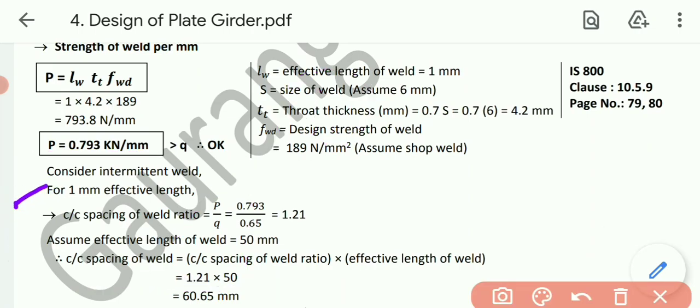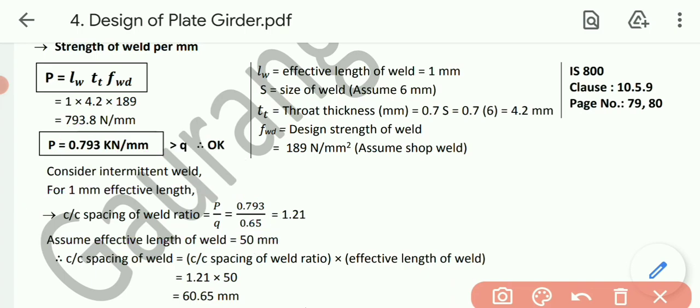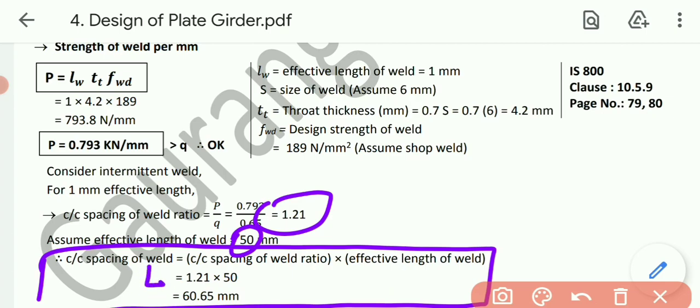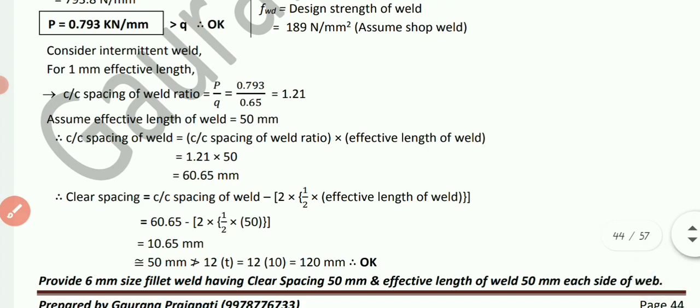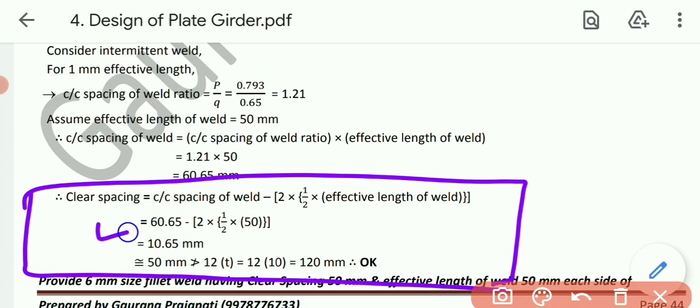So consider an intermediate weld for 1 mm effective length, with center to center spacing ratio P divided by QW. P is 0.793, QW is 0.65, so the answer comes 1.21. Let's assume once again the effective length of weld is 50. As I told you, you can assume anything from 50 to 100. Then the center to center spacing will be the multiplication of these two, the ratio and the effective length. 1.21 multiplied by 50, the answer is 60.65. Finally, the clear spacing will be the center to center spacing minus one effective length, so 60.65 minus 2 times half of 50, so ultimately the answer comes 10.65.